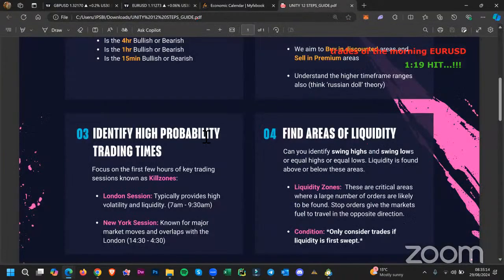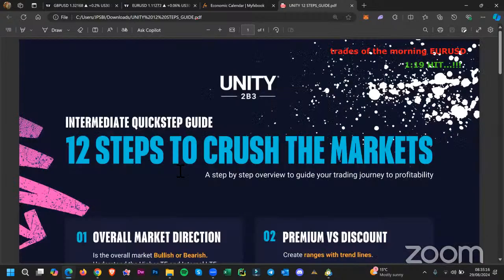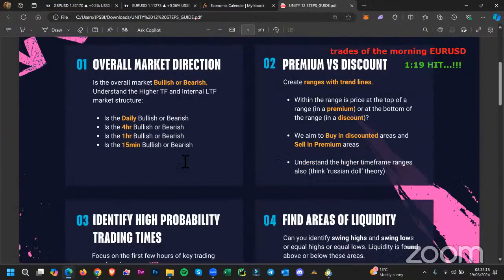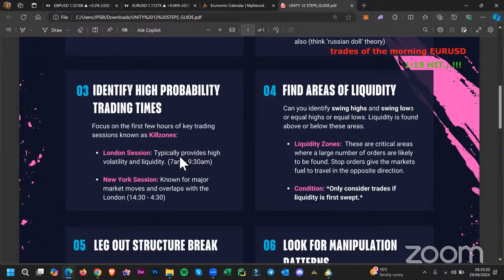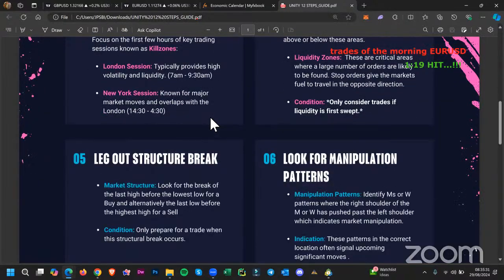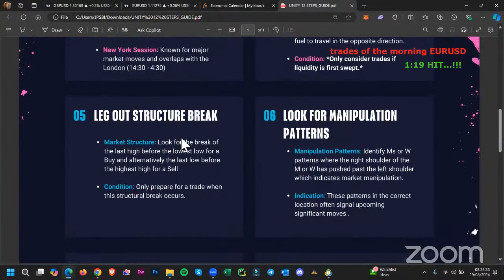After that happens, have a look. We've understood the larger market structure, whether it's premium versus discount, which is not that relevant, but it is relevant for our overall moves. Identifying high probability trade time, which we did. I told you I never went to the gym. Finding areas of liquidity, which we did, which is that red line. And then we're looking for that liquidity to be taken.